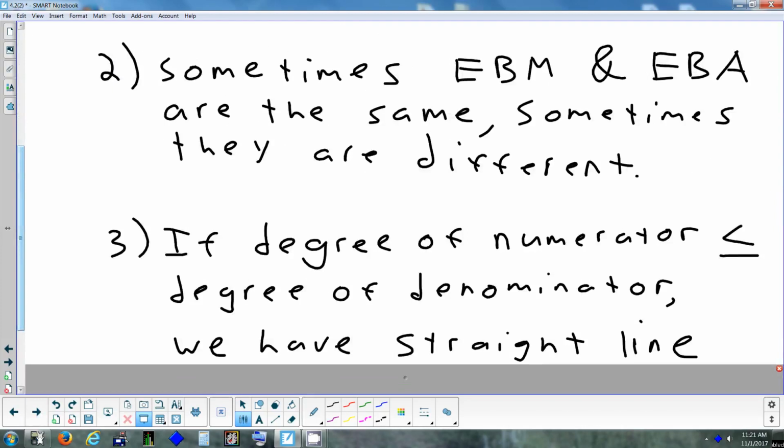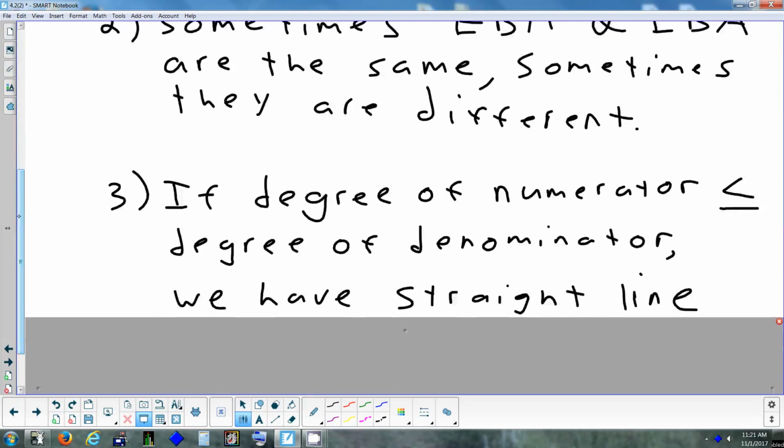In the kind of problems we did yesterday, the degree of the numerator was always less than or equal to the degree of the denominator. All your asymptotes are straight lines. You might have some vertical ones. We're still going to have vertical ones today. But we have vertical ones and you have horizontal ones.